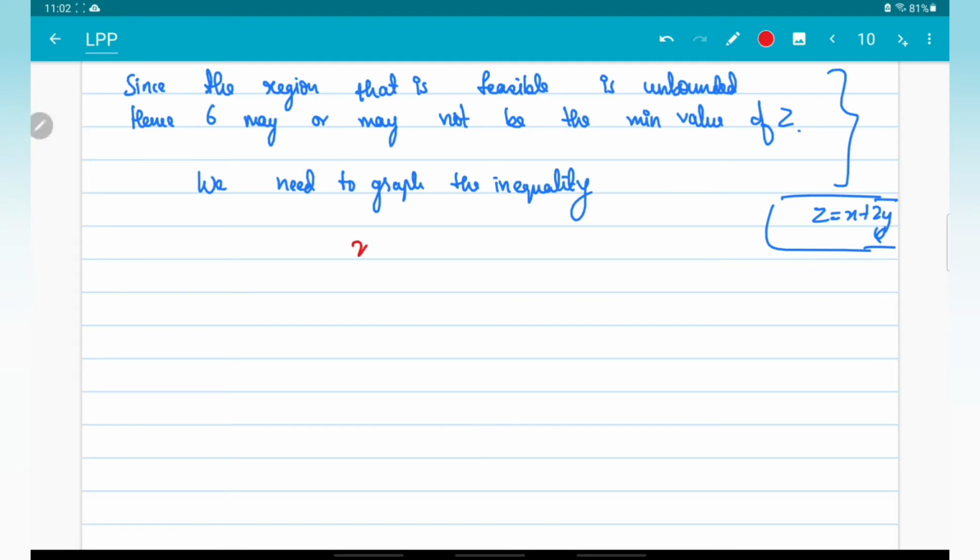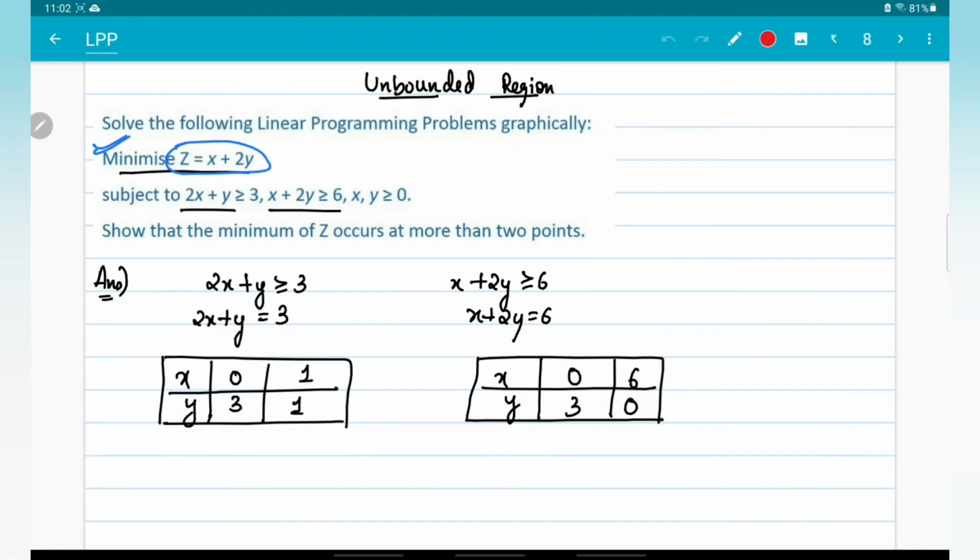So for that I'll plot the inequality x plus 2y. Okay, for this you have to take this objective function. So x plus 2y less than 6. So I'm checking for a value which is further less than 6 or not. If in the question they would have given us maximize in place of minimize, then we would have written x plus 2y greater than 6.